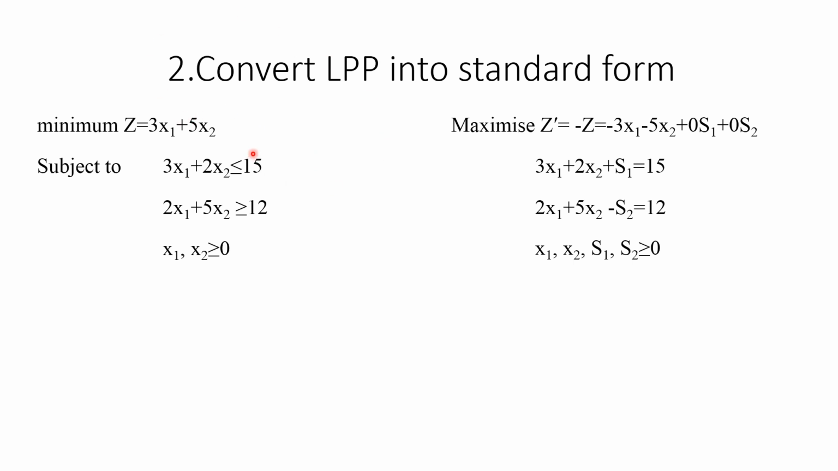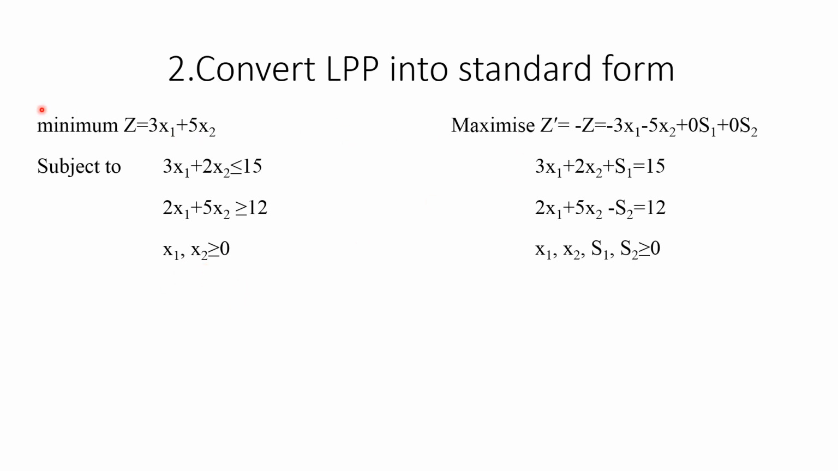So let's check the next example. Convert the LPP into standard form. Now you can see this objective function is a minimum type. Subject to the restriction, one is a less than equal to type function, another is a greater than equal to type, and the non-negative restriction, both are greater than equal to 0.